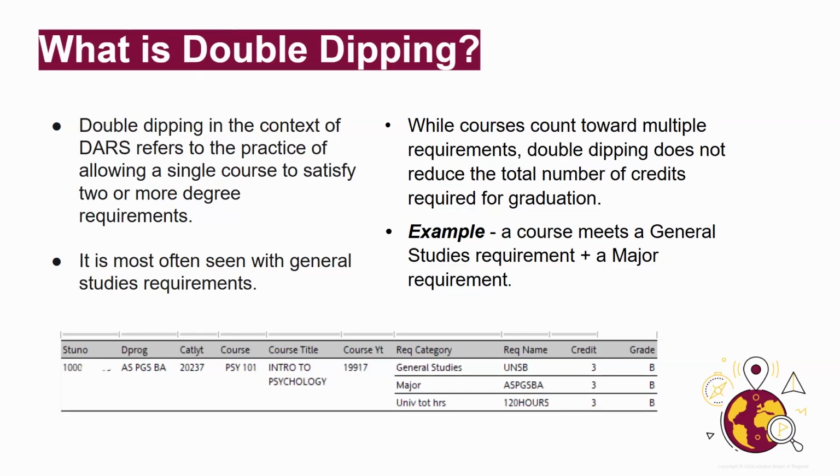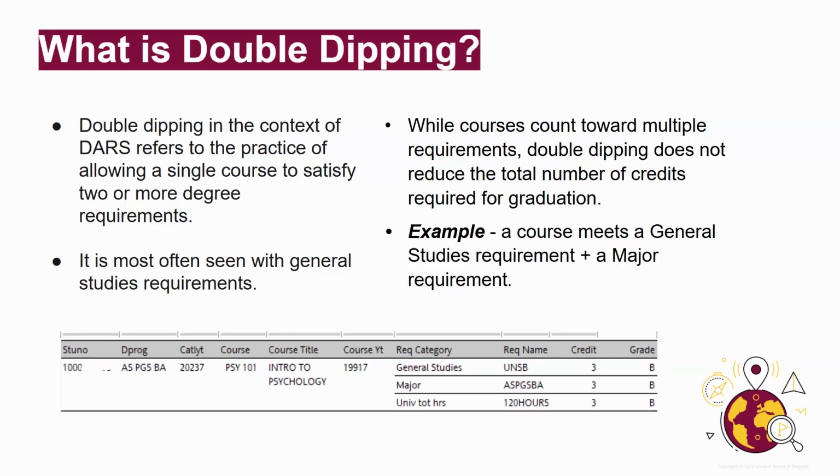Okay, so double dipping in the context of DARS refers to the practice of allowing a single course to satisfy more than one requirement. It's most often seen with general studies requirements, and while courses count towards multiple requirements, double dipping does not reduce the total number of credits required for graduation. So a student will still have to take an elective or multiple electives. It's really based on how prescriptive the degree is, or even what a student might bring in. Some overachievers will bring in 75 credits, so it may not have an effect.